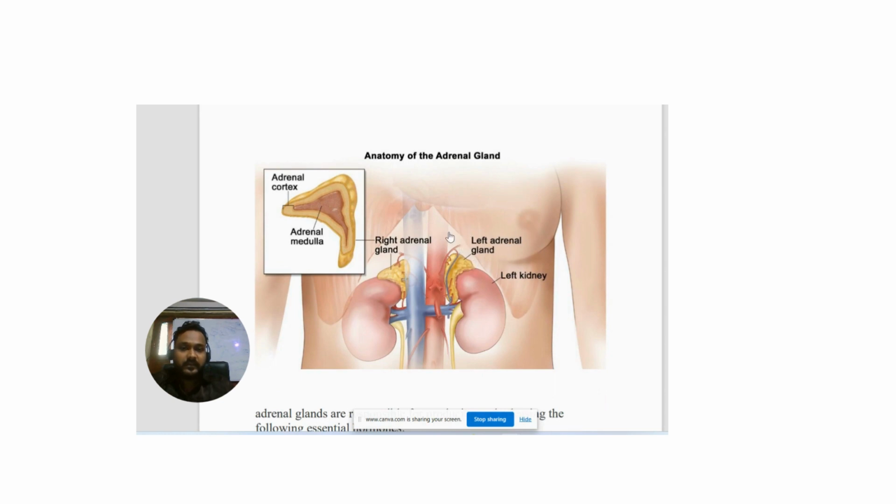Here in this image, you can see the location of the adrenal gland. It is present on each kidney as a cap-like structure. Here you can see the internal structure of the adrenal gland. It is made up of two parts, cortex and medulla. The medulla is the innermost part and the outer covering is the cortex, and both parts release important hormones.